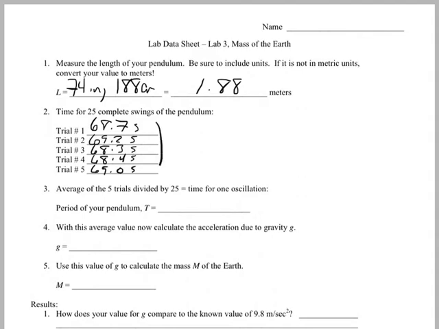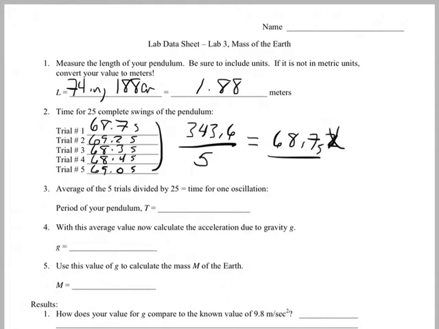Alright, I wanted to find the average of these, so I added those up. I get 343.6 divided by 5 to get an average of 68.7. Now, the calculator tells me 68.72, but I only really need to keep 3 significant figures, so I'll ignore that. So 68.7 seconds. And that was the average time for 25 swings. So I want to know the time for one swing. So I'm going to divide that by 25, and the period of my pendulum for one swing, in my case, is 2.75 seconds.